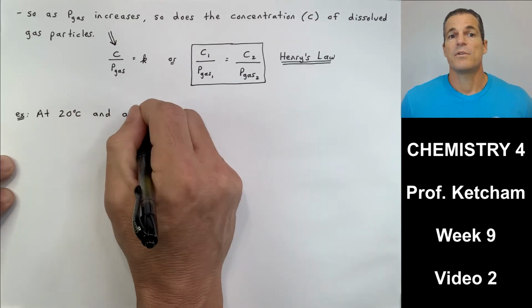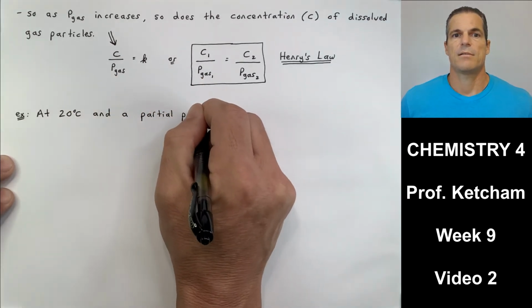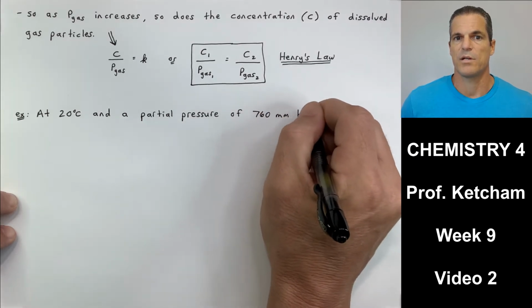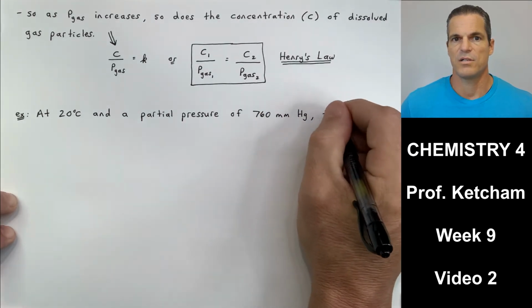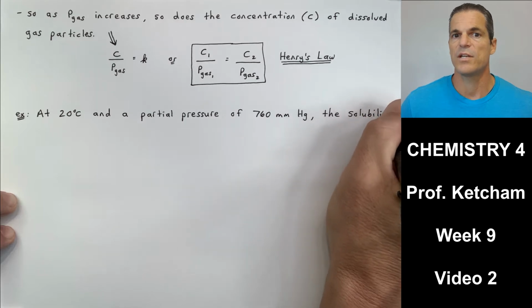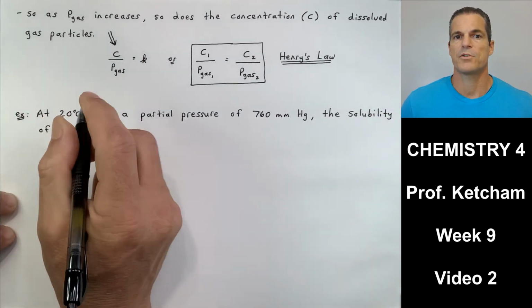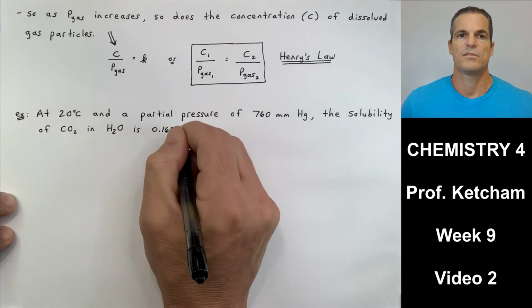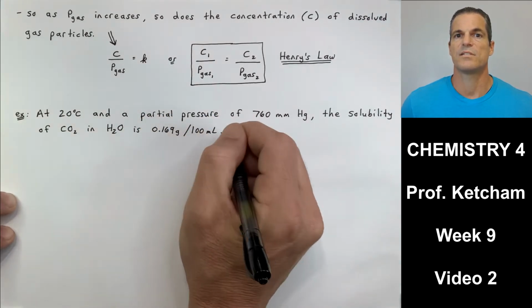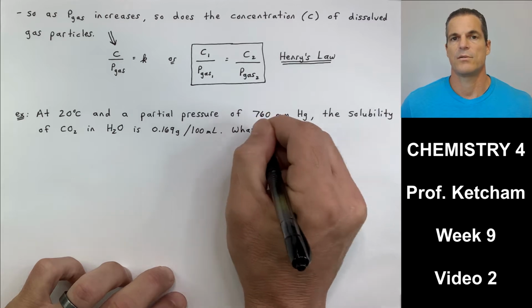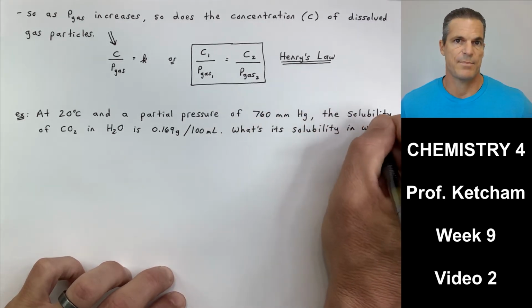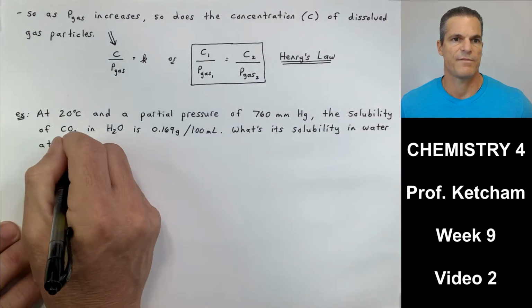So Henry's law says that the concentration of gas 1 divided by the pressure of gas 1 is equal to the concentration of gas in situation 2 divided by the partial pressure of the new situation 2. C1 over P gas 1 equals C2 over P gas 2. This is Henry's law. All right, the best way to do this is with examples. Examples always help clarify things.